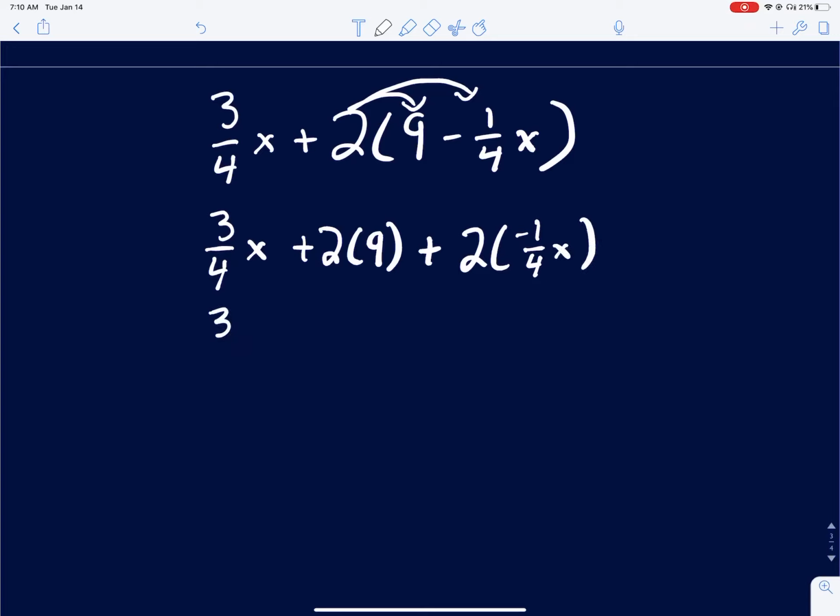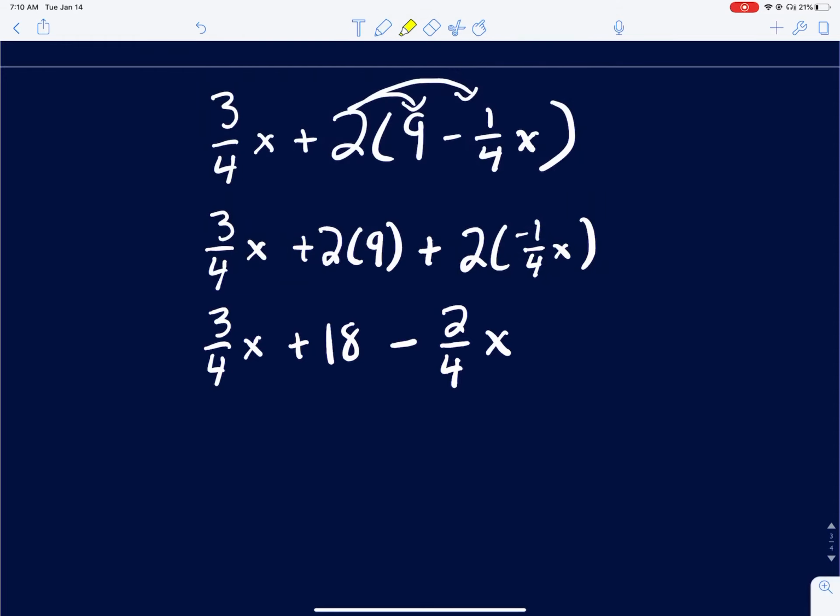The 3/4 x obviously is just going to drop down and stay the same. 2 times 9 is 18, and 2 times negative 1/4 x. Well, we see that that's a positive times a negative, so this is going to be negative. When we multiply fractions, we just multiply straight across. 2 times negative 1, so 2/4 x. Okay, and now we can combine our like terms.